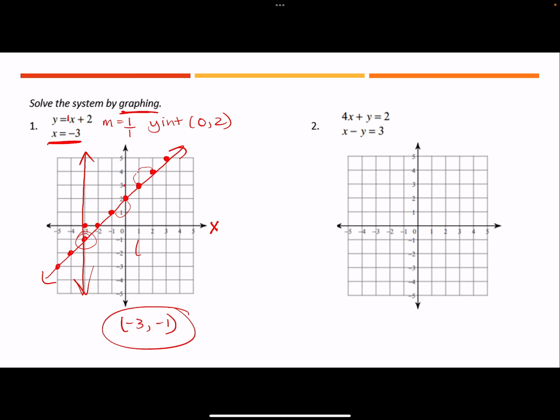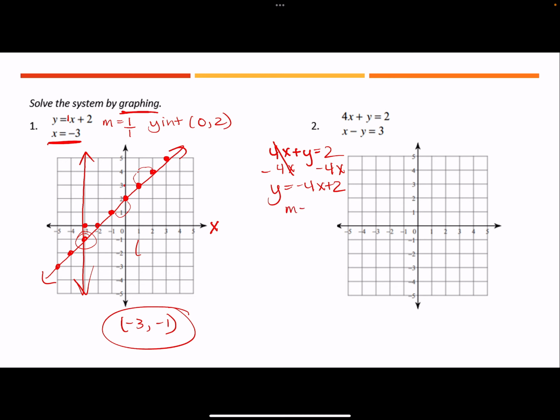So these equations are not in y equals mx plus b, but here's the thing. I told you specifically you need to solve by graphing. So we need to put them into y equals mx plus b form. I'm just going to rewrite the top equation, and I'm going to solve for y. I'm going to get y by itself. In order to do that, I need to get rid of this 4x. I'm going to subtract 4x from both sides. I have y is equal to -4x plus 2.